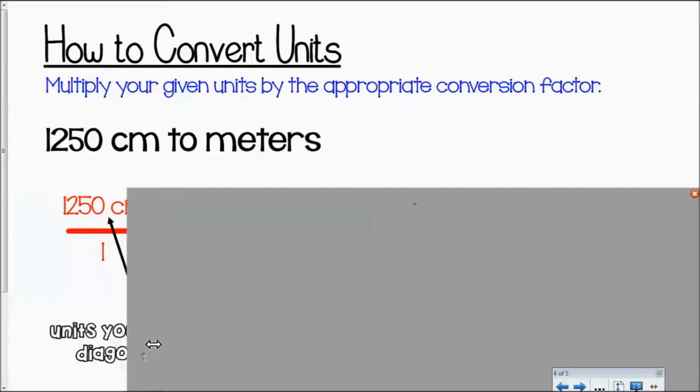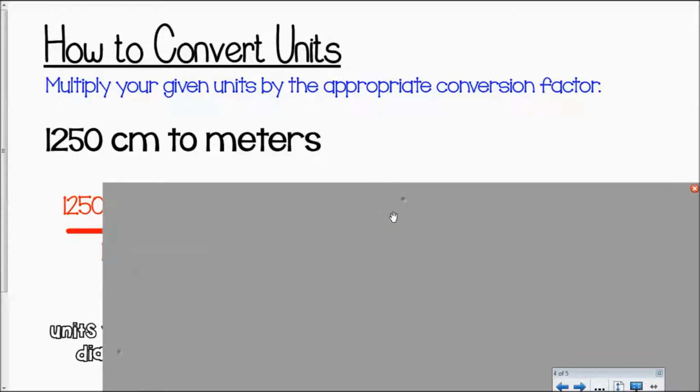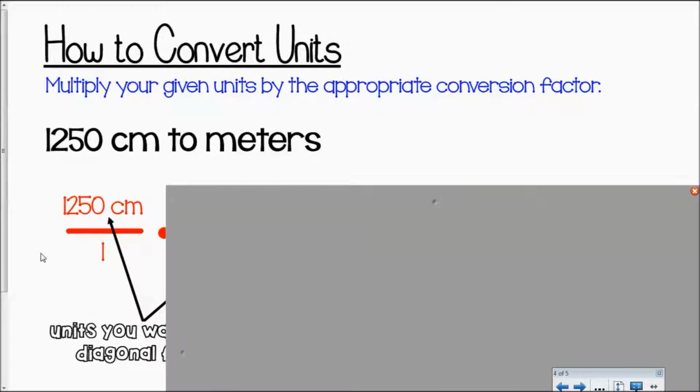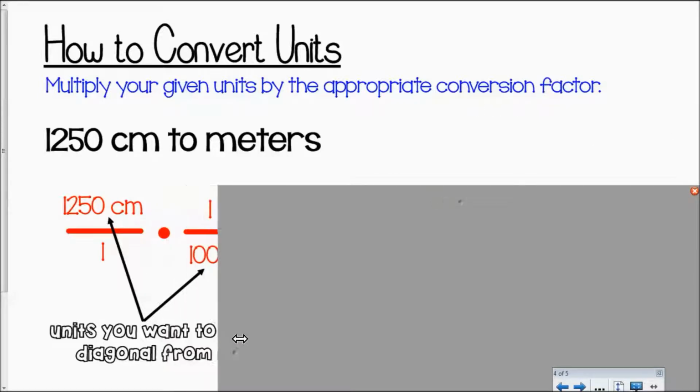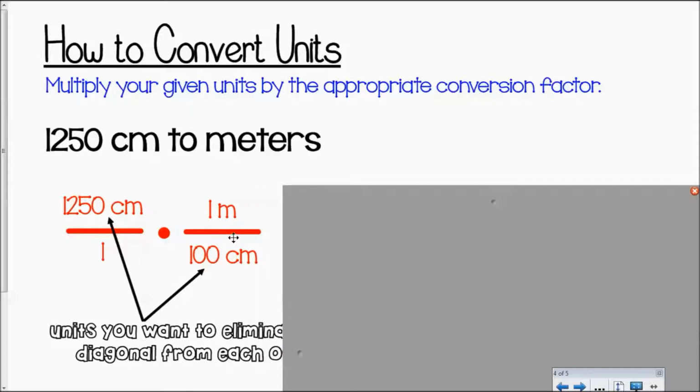So we're going to start. Okay, so just ignore this stuff down here for now. So we're starting with 1,250 centimeters over 1. I put it over 1 just so it's as a ratio. And anytime you're multiplying by a whole number, which is what this is, 1,250 centimeters, you would put it over 1. We're going to multiply that by the appropriate conversion factor. So the conversion between centimeters and meters, there are 100 centimeters in 1 meter.